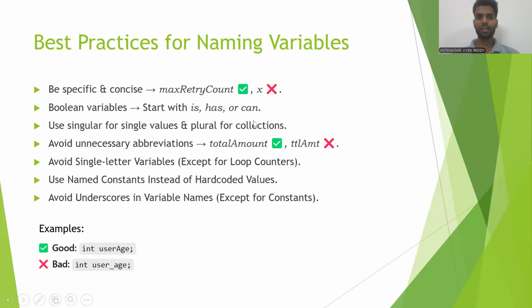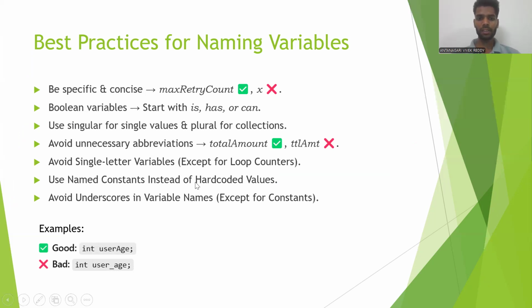We have to use singular for single values and plural for collections. We have to avoid unnecessary usage of abbreviations. For example, if we want to declare a variable, we have to declare it like totalAmount, and we have to avoid using abbreviations like ttlAmount. We have to avoid using single letter variables, except in case of loops like for, while and do while, where we can use i.